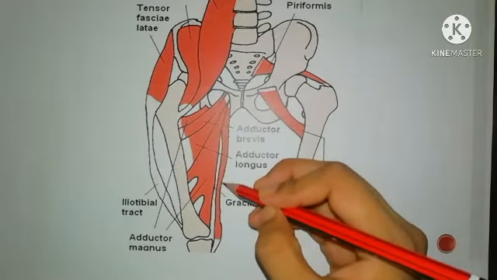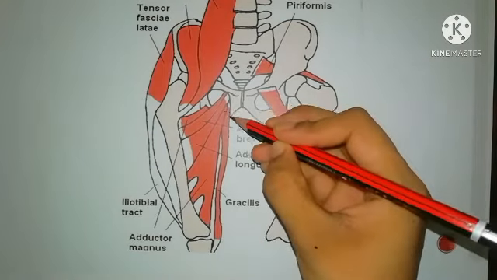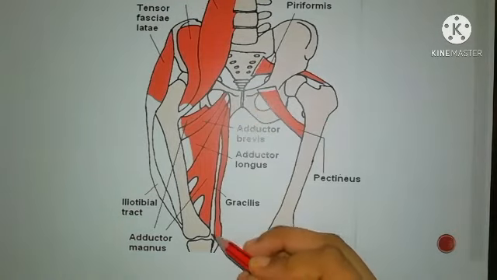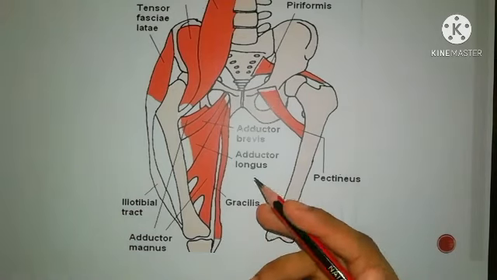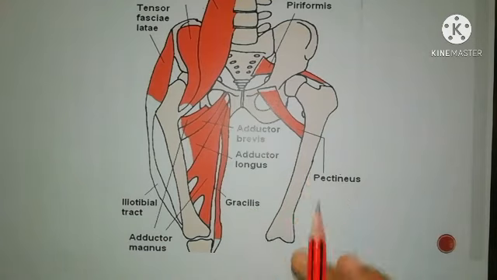Gracilis, this is the muscle. The origin of this muscle is from the inferior ramus of the pubis. The insertion is in the upper part of the medial surface of the tibia. The nerve supply is again obturator nerve. Action is flexion and medial rotation of the thigh.